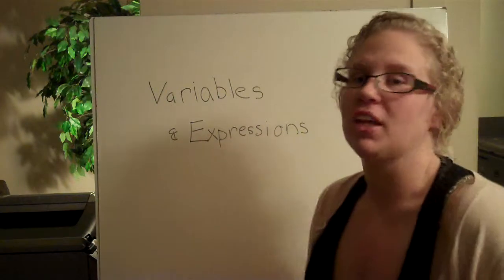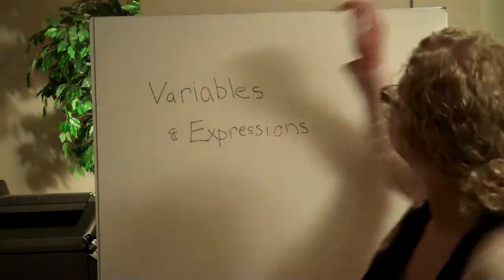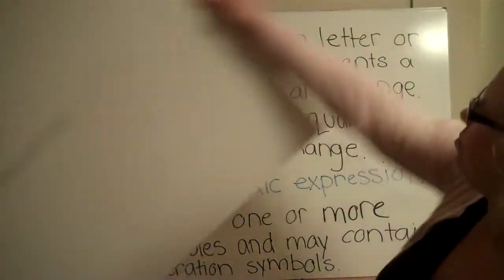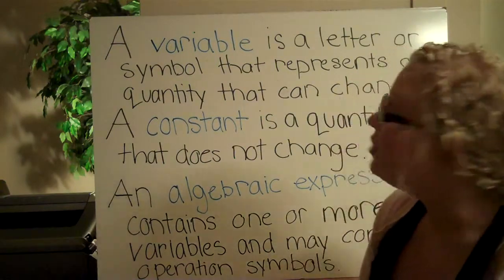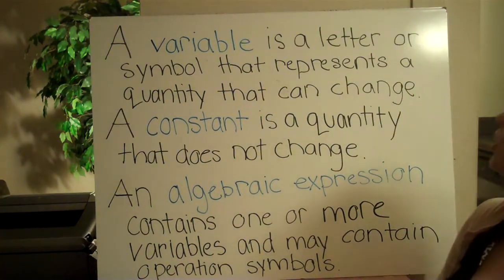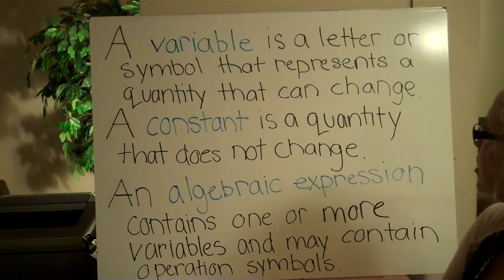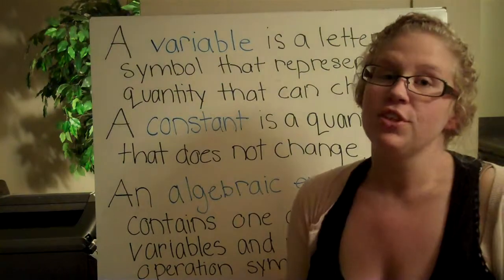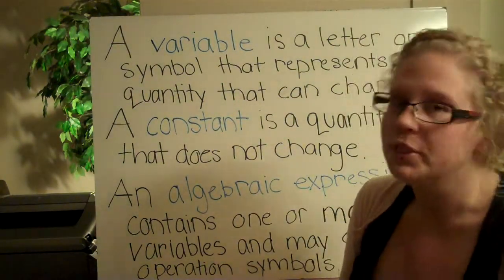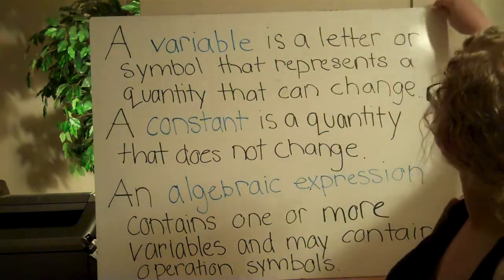Today we are going to be talking about variables and expressions. A variable is a letter or symbol that represents a quantity that can change. A constant is a quantity that does not change. An algebraic expression contains one or more variables and may contain operation symbols. So these definitions are going to be useful when we do the following examples.